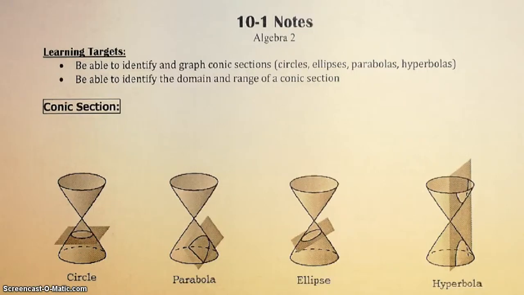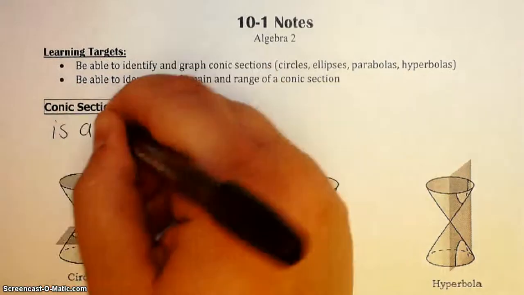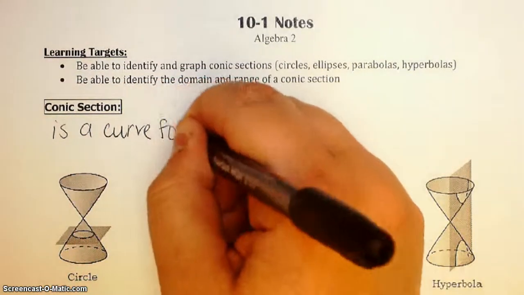This is Mr. Schrammick, and I'm here with Ms. Grody, and we're going to go over the first 4 conic sections. First, here's the definition of a conic section. A conic section is a curve formed by the intersection of a plane and a double cone.